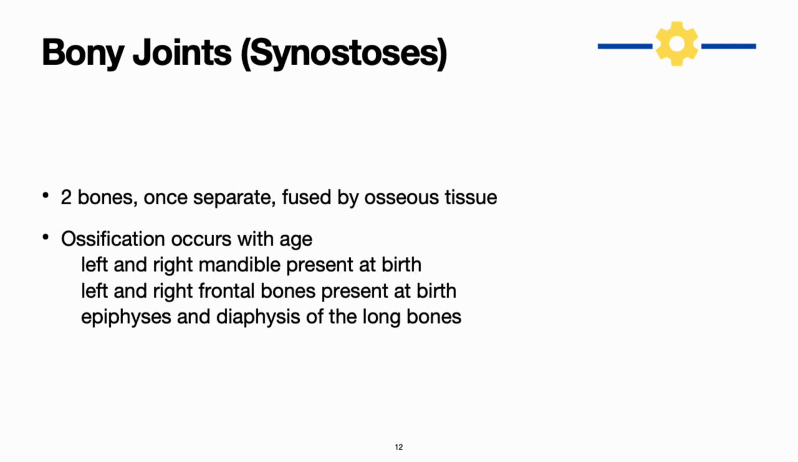So a synostosis is a bony joint, and that's where two bones end up becoming fused by osseous tissue. This ossification occurs with age. An example is that the mandible, your jawbone, is actually two separate bones, left and right, that fuse around the time of birth into one solid jawbone. The left and right frontal bones, same thing, are actually split down the middle at birth and then ossify fairly early after birth.